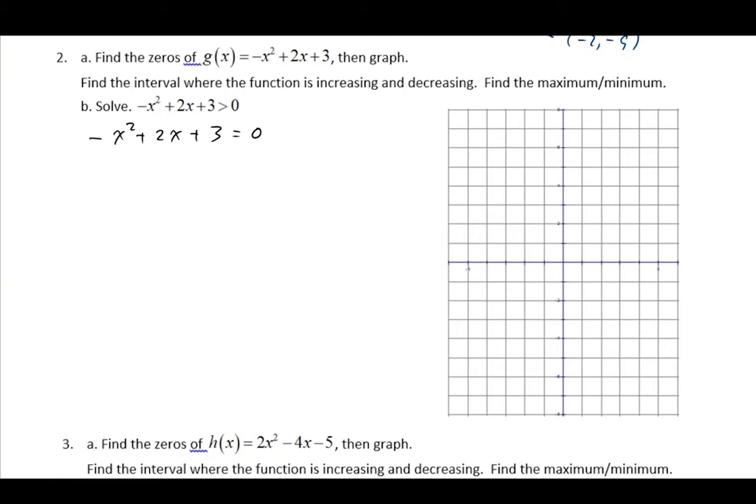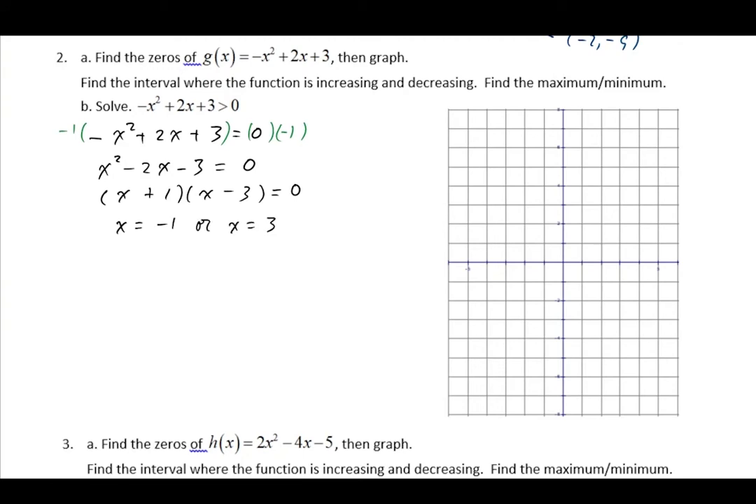So multiplying -1 on both sides like that, and 0 doesn't care if we multiply -1 on both sides. So this becomes positive x squared minus 2x minus 3 is equal to still 0, and of course that factors to 1 and 3, and this is positive now, isn't it? Okay, so x is equal to -1 or x is equal to positive 3.